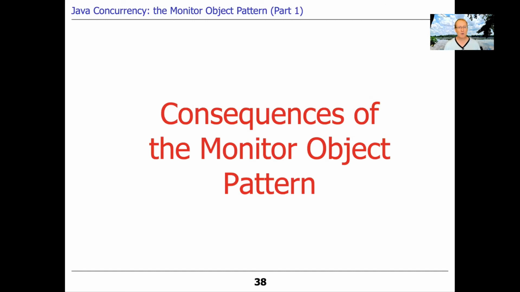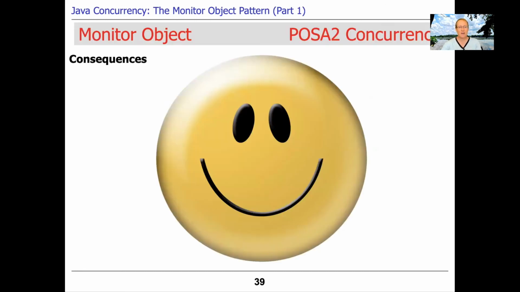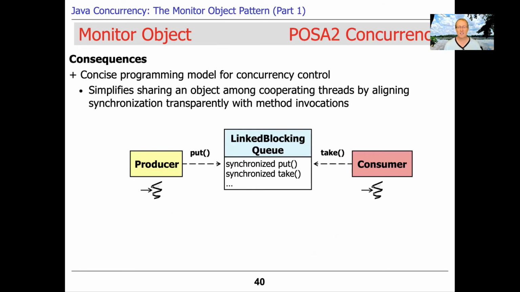Okay. So let's talk a bit about the consequences of applying this particular pattern. So what are some of the good things? One of the nice things about this is it's a very concise programming model for concurrency control, because you can share an object, in this case, the linked blocking queue, between cooperating threads by transparently aligning synchronization with method invocations on method boundaries. And for object-oriented programmers, that's really intuitive, because you know how to make method calls on objects. And now we're just interposing the concept of synchronization in the context of the method boundary. So it's really straightforward to think about and reason about.